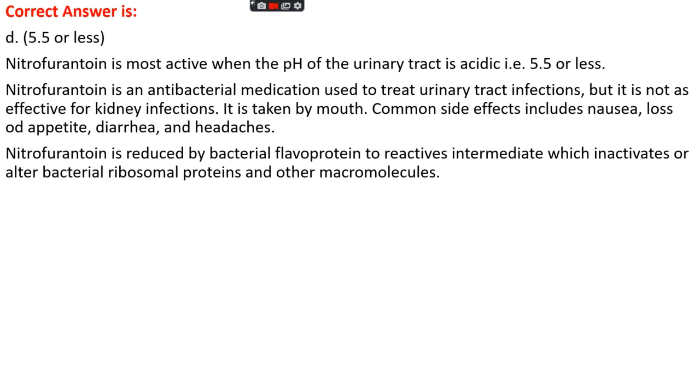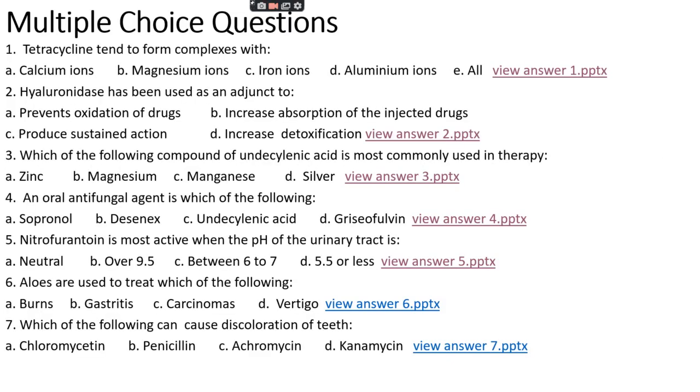Nitrofurantoin is actually an antibacterial medication which is mainly used to treat urinary tract infections, but it is not as effective for kidney infections. It is taken by mouth. Common side effects associated with nitrofurantoin include nausea, loss of appetite, diarrhea, and headache. Nitrofurantoin is reduced by bacterial flavoproteins into reactive intermediates, which inactivate or alter bacterial ribosomal proteins and other macromolecules.